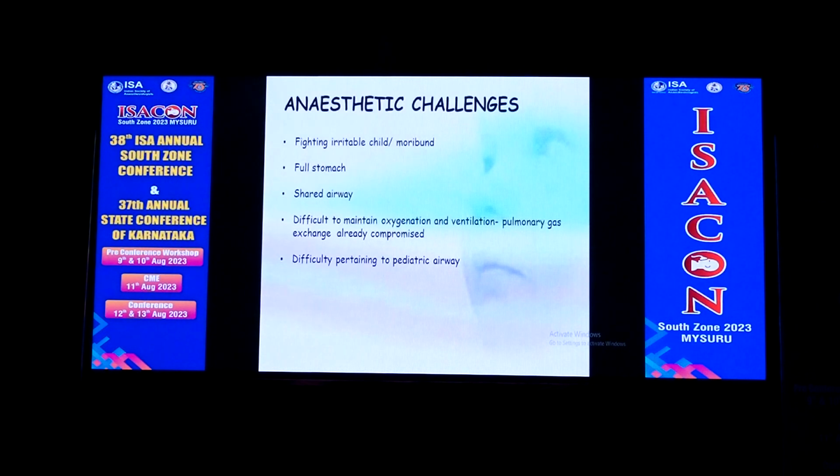What are the anesthetic challenges? The child may be irritable or in a moribund state, a full stomach child, shared airway between the surgeon and the anesthesiologist, difficulty in maintaining oxygenation and ventilation, which is already compromised, and difficulty pertaining to the pediatric airway.